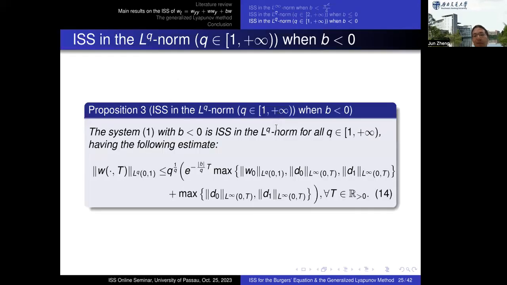Then we would like to show how to establish the ISS for the Burgers equation when B becomes strictly negative. In fact, we can prove that this estimate holds true for any Q no less than 1. Here, we take the maximum between these 3 terms, and we have also taken the maximum between the 2 terms, and use the sum between the 2 long terms. Because we have proved the ISS in the spatial LQ norm for Q larger than 2, it suffices to prove this estimate holds true for Q no less than 1 and no more than 2.